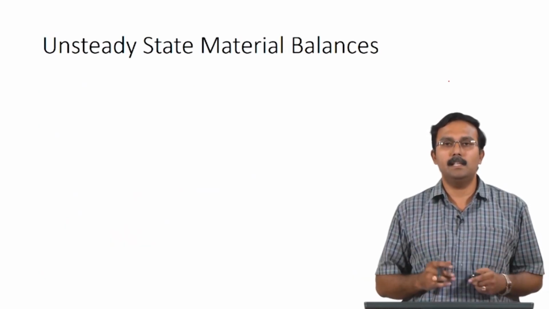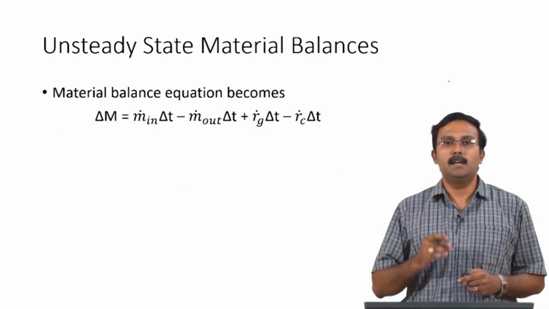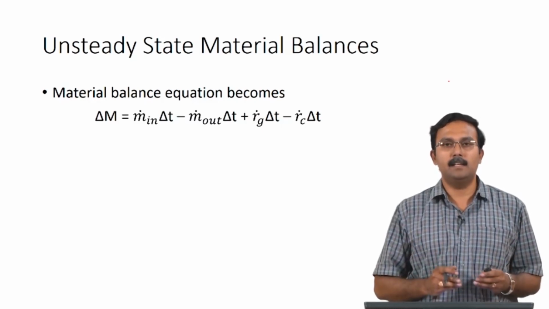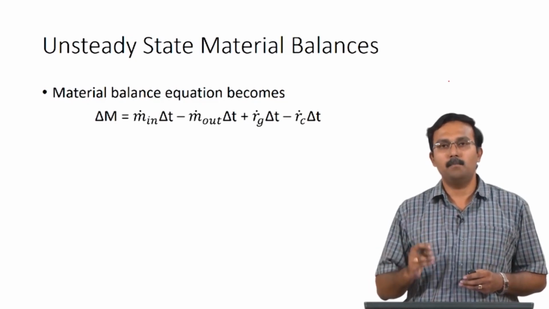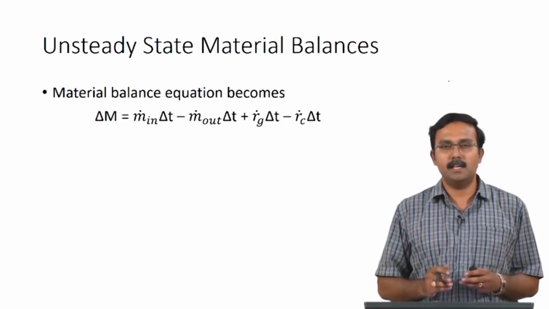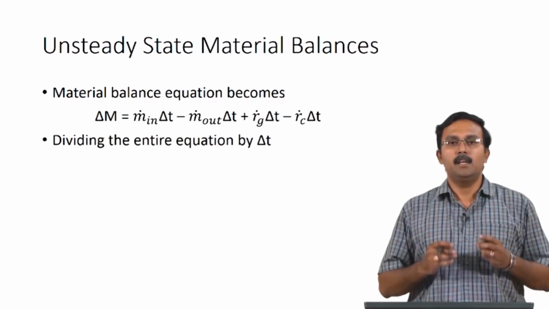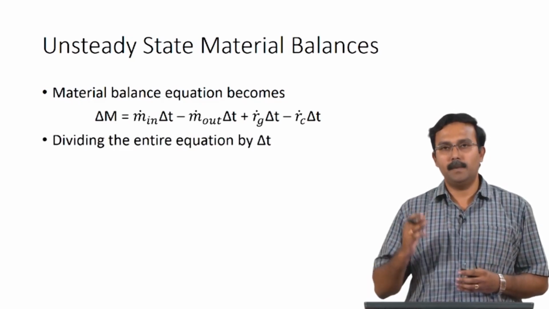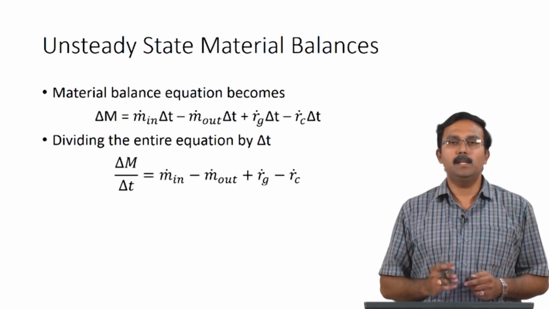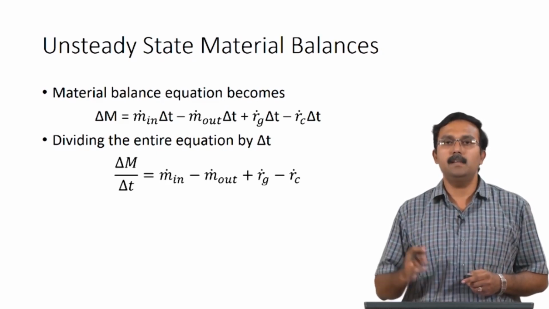So, substituting all these in the general material balance equation we had, the equation becomes delta m, which is accumulation, equals m dot in delta t, the inlet stream, minus m dot out delta t, the mass of the outlet stream, plus r dot g delta t, which is the generation term, minus r dot c delta t, which is the consumption term. If you were to divide the entire equation by delta t, then you would get delta m by delta t equals m dot in minus m dot out plus r dot g minus r dot c.